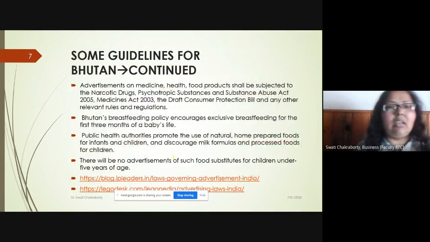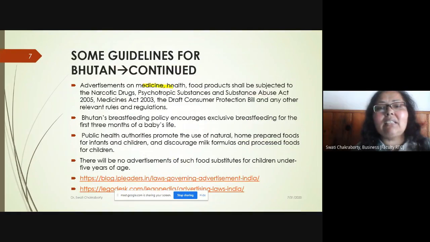Okay. Advertisements on health, medicine, and food products should be subject to the approval of the Narcotic Drugs, Psychotropic Substances and Substance Abuse Act 2005, the Medicines Act 2003, the Draft Consumer Protection Bill, and any other relevant rules and regulations.